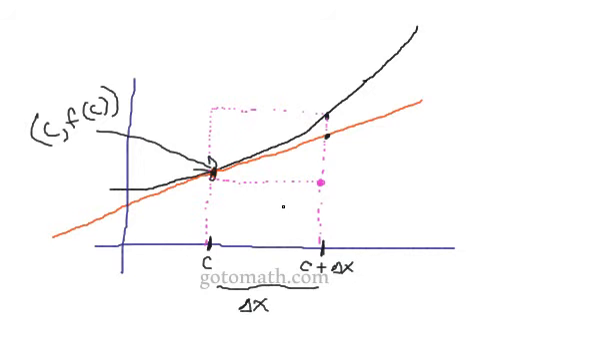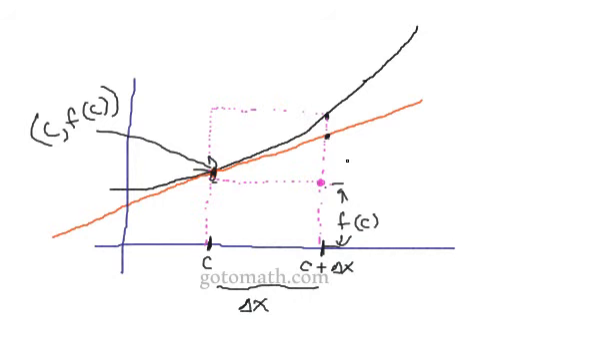Alright, so this distance, let me go back and change my color here. This distance from here to here is the distance f of C. So this is f of C, this distance from here to here. Question is, what is this distance from here to here? Well, this is delta x right here. This distance is delta x, and then we want to find what is this distance here.